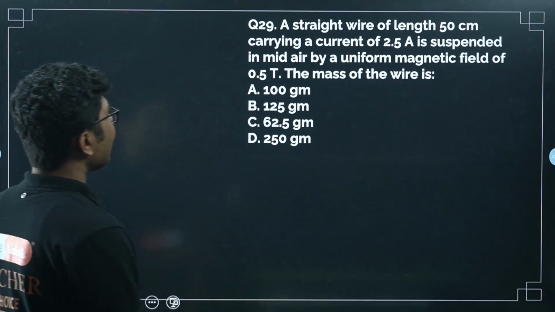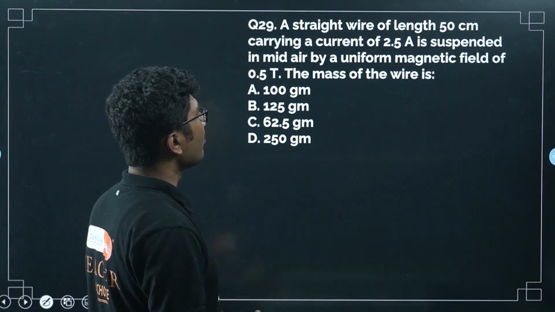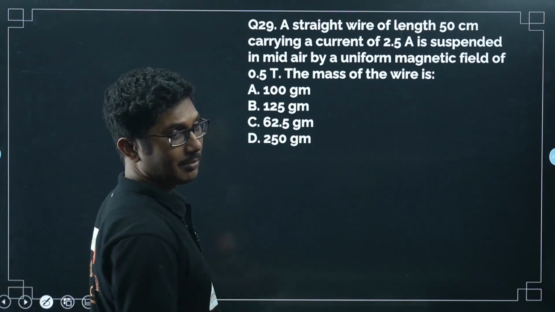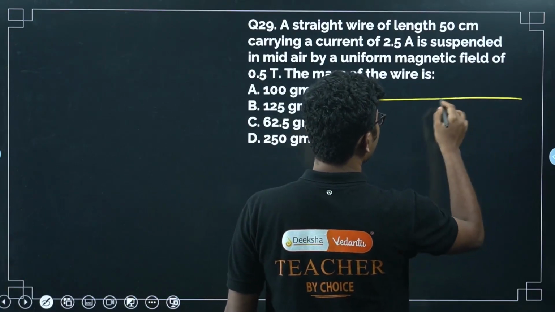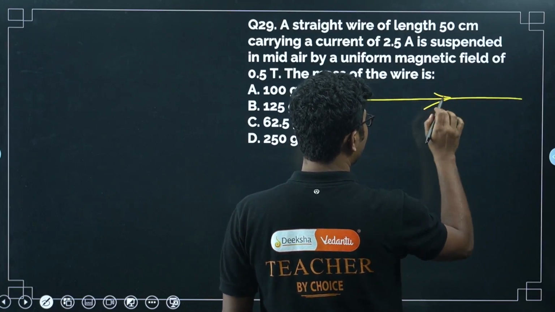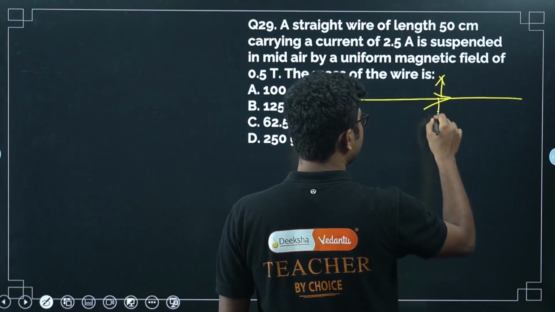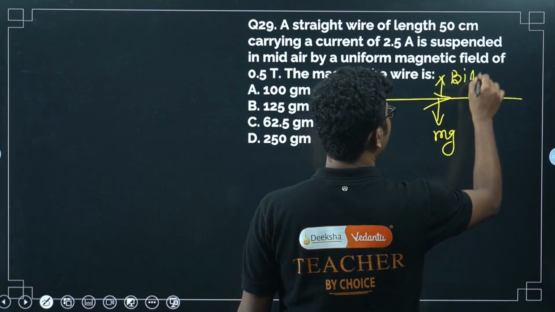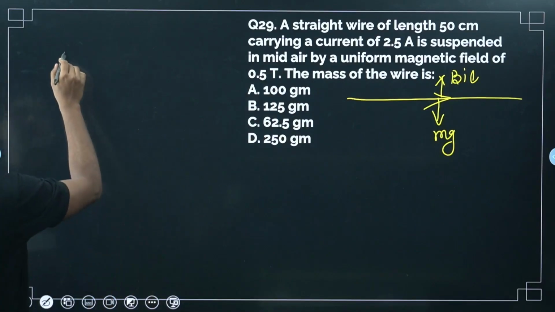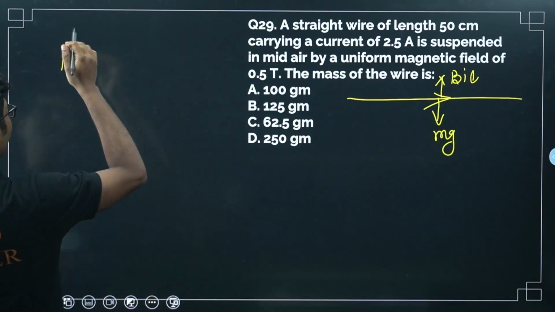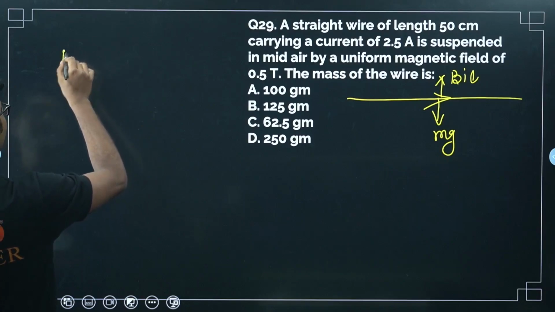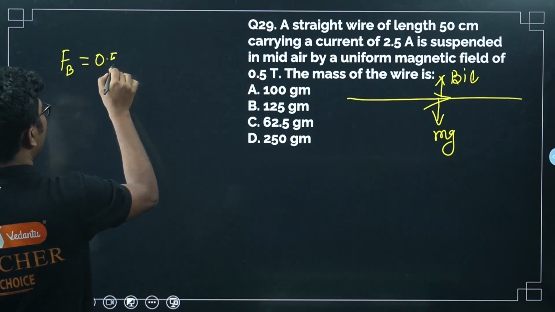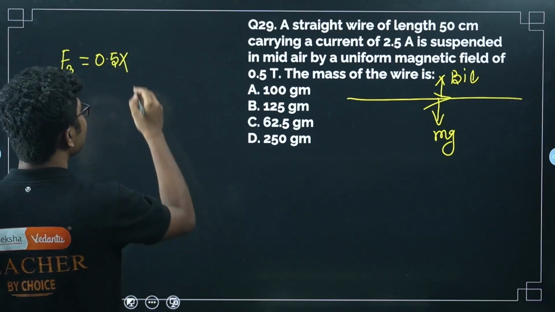A straight wire of length 50 centimeter carrying a current 2.5 ampere is suspended in mid-air by a uniform magnetic field 0.5 Tesla. The mass of the wire is. So there is a wire, it is being suspended, magnetic force is acting upward and weight is acting downward. Weight is mg and magnetic force is BIl, I told you. Now since they are perpendicular, we are not using BIl sin theta. So magnetic force, B is given by 0.5 Tesla. Current is given 2.5.